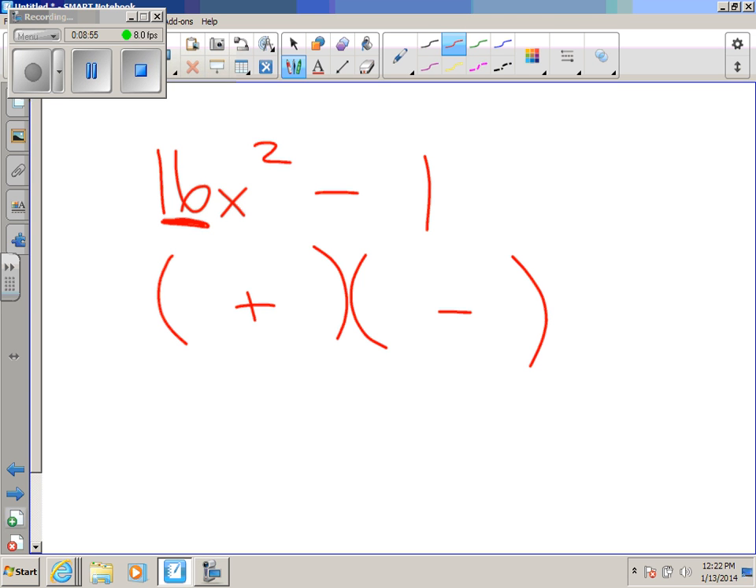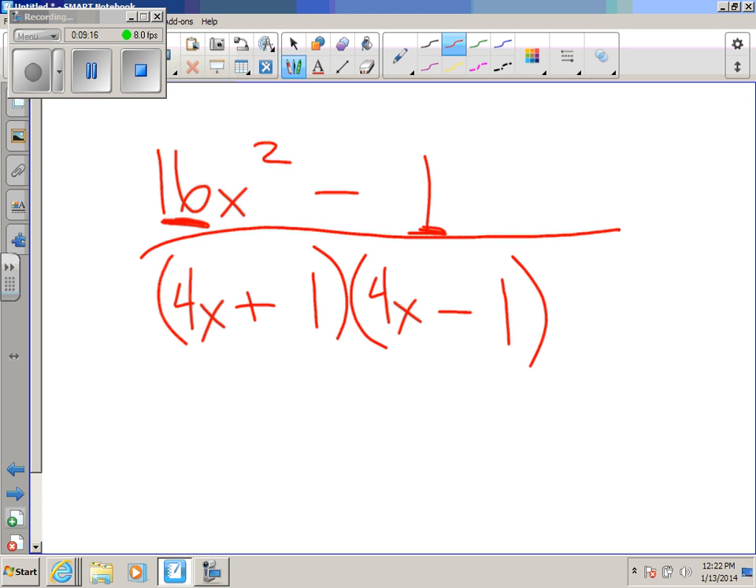16, just kind of take it piece by piece until you get used to it. 16x squared is a square of what, Mark? 4x and 4x, and 1 is a square of what? 1, right? 1 times 1 is 1. So 4x plus 1, 4x minus 1.